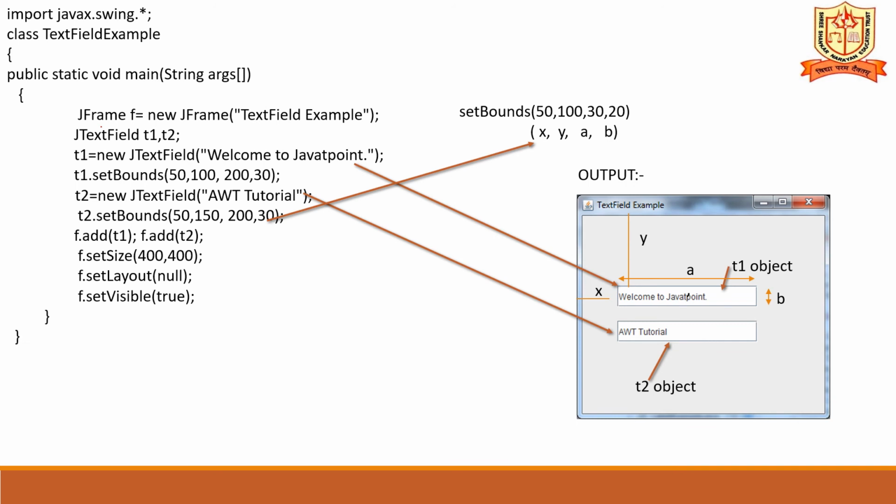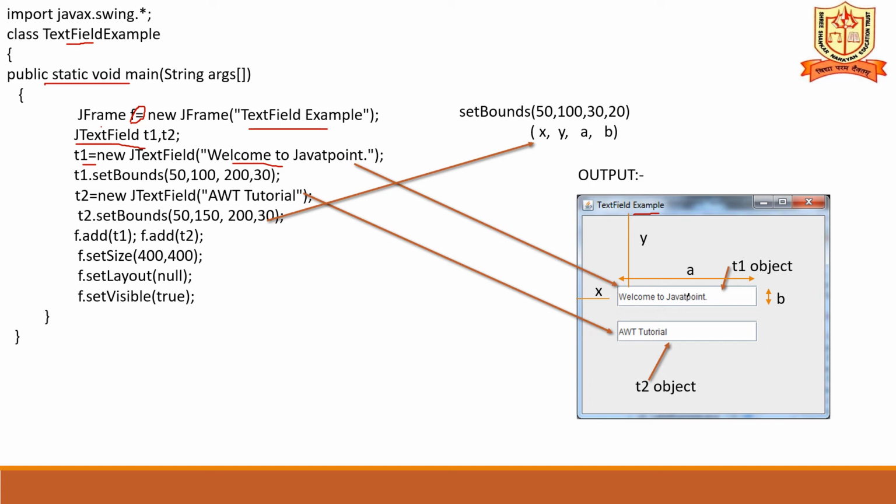Here we will see the example of text field: class name, and then main method, and after that you are creating the object of the JFrame. That is, F is the object of the JFrame and having the frame title as text field example. Once you created the frame, you have to create the object of the text field. So we are declaring the text field objects T1 and T2, and then creating the object of the text field. That is T1 equals new TextField, and we are passing this string parameter.